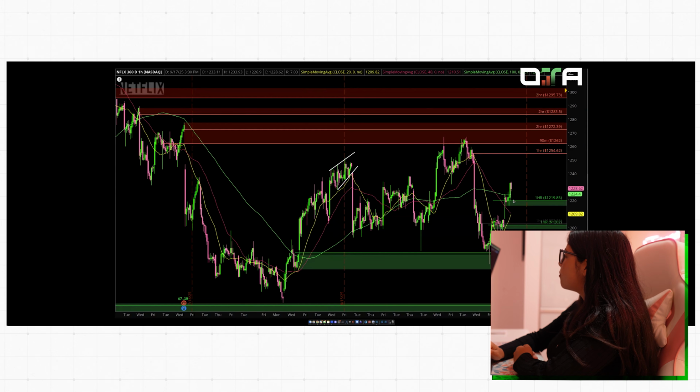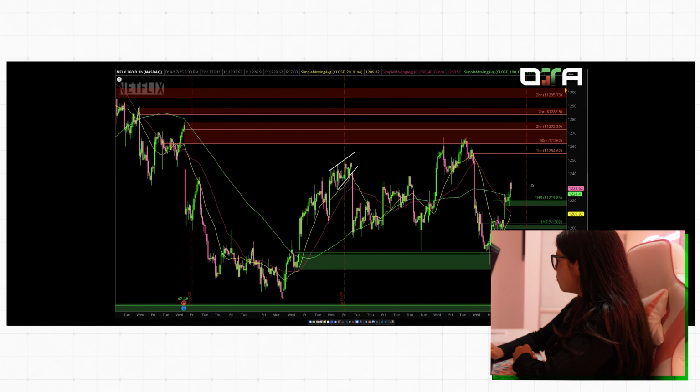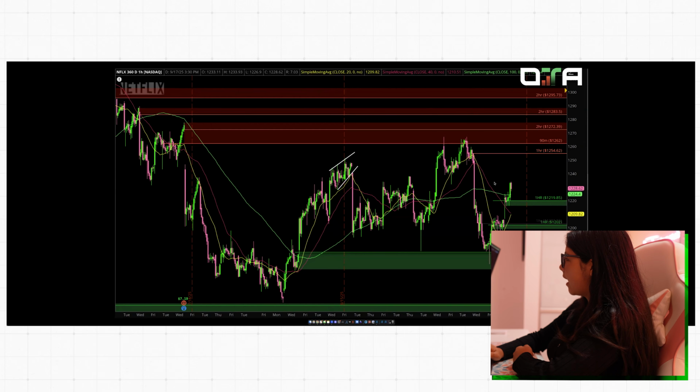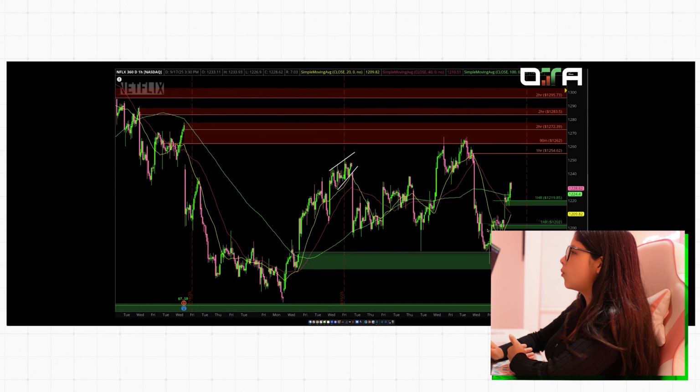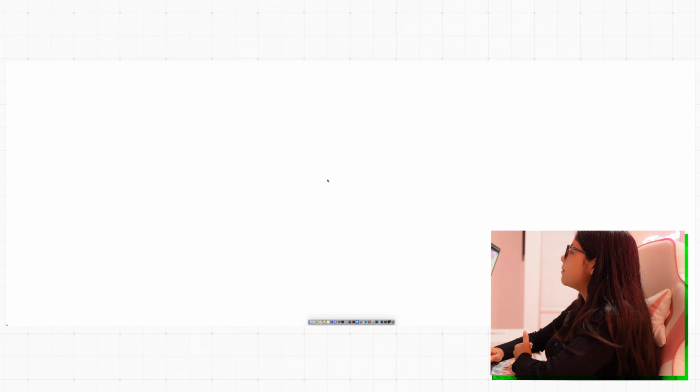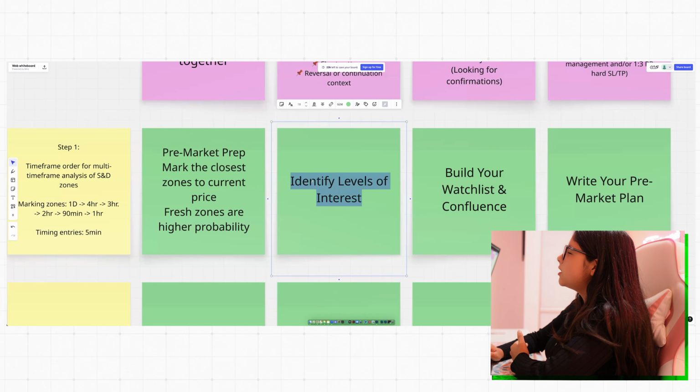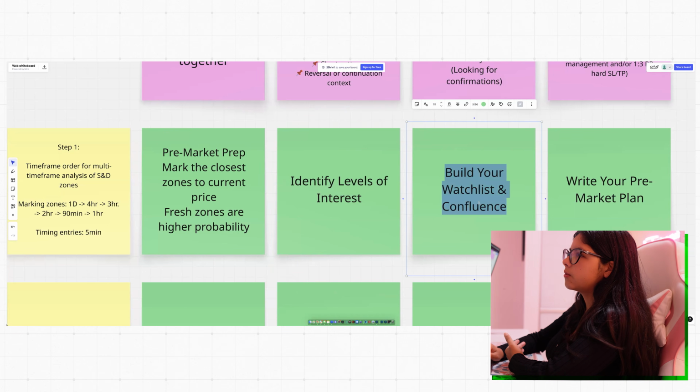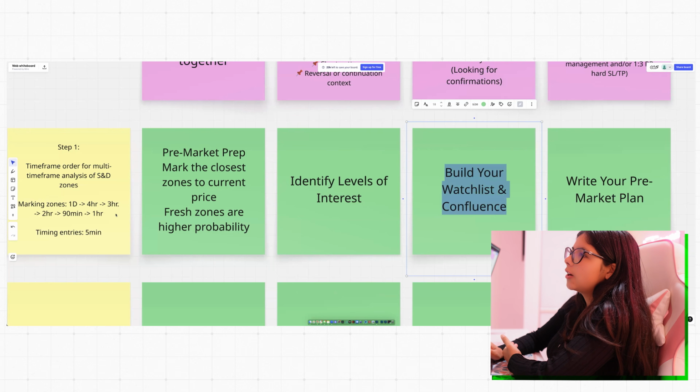And you could see here that price had just reclaimed above those indicators, which is a bullish signal. So when current price is above a moving average and it crosses above a moving average, that's a bullish signal. So what I do when I create my plan is I don't just identify my level of interest, but I build confidence when I'm creating my pre-market plan, actually.